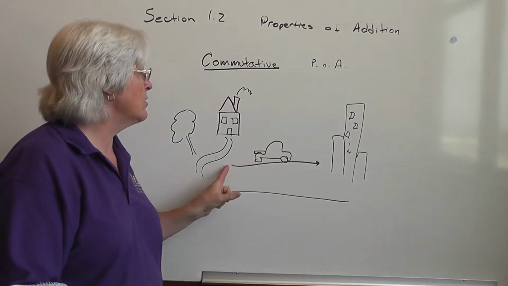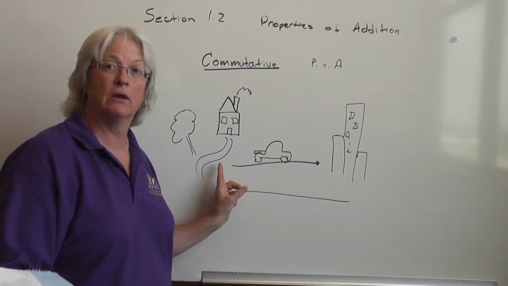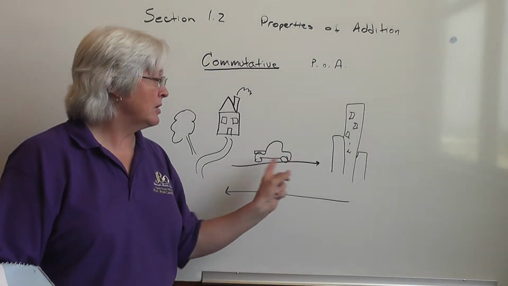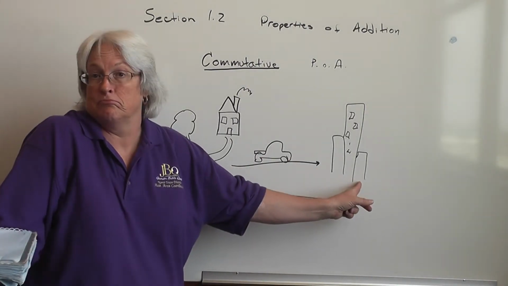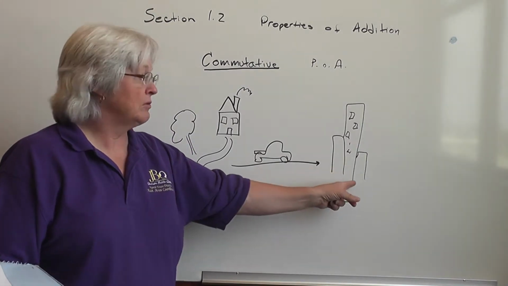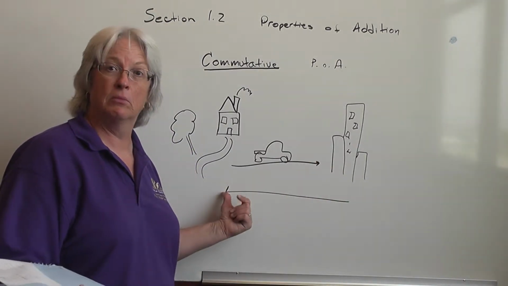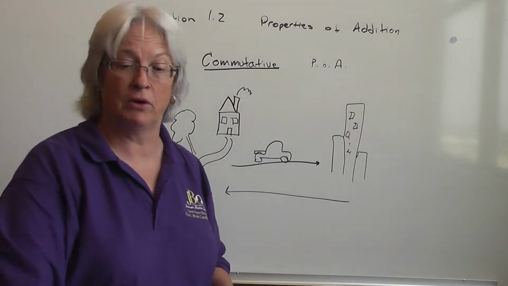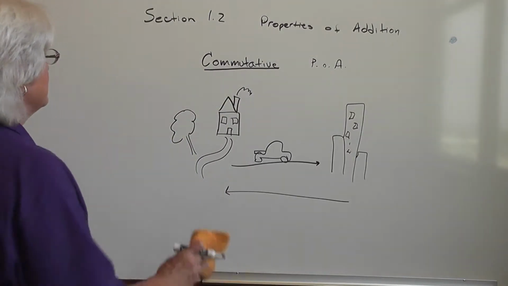When you commute, you go the same distance as long as you take the same path. When you drive from home to work, it's 15 miles. When you drive from work back home, it's 15 miles. You have the same value. That's what the commutative property of addition tells us.